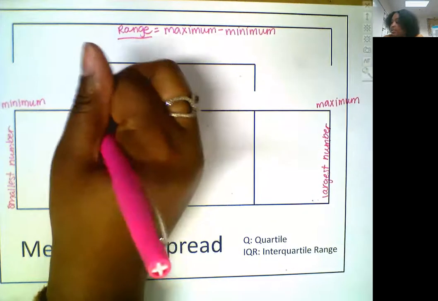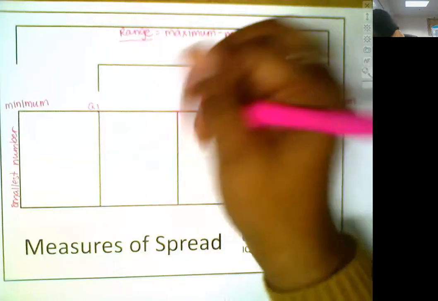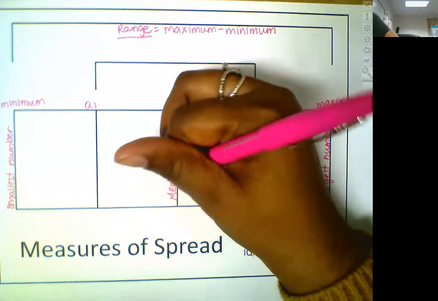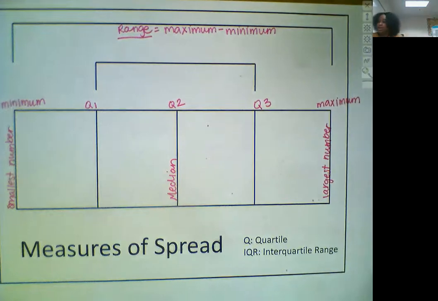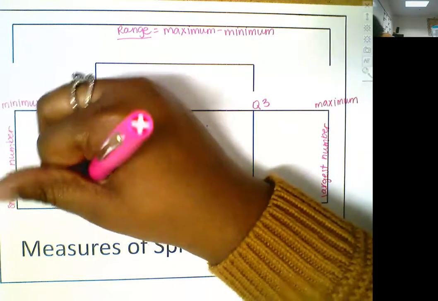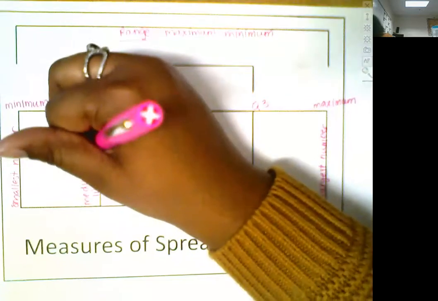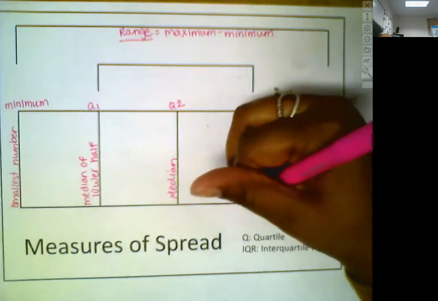Then you have quartile 1, quartile 3, and then sometimes they call this quartile 2, but we know this is just your median. Remember, your number in the middle. From yesterday, you should have remembered that quartile 1 is your median of your lower half. And then quartile 3 is going to be your median of your upper half.